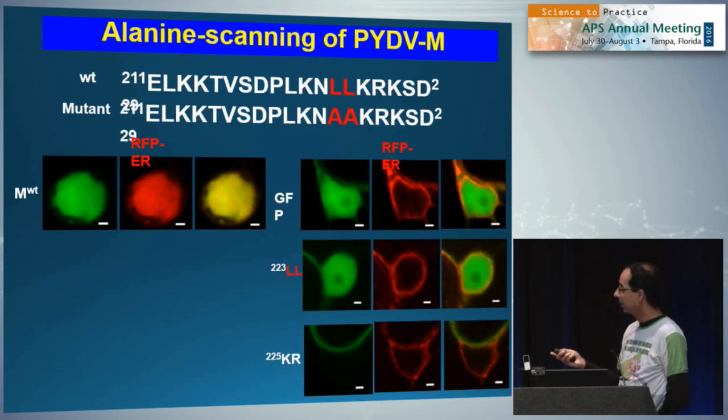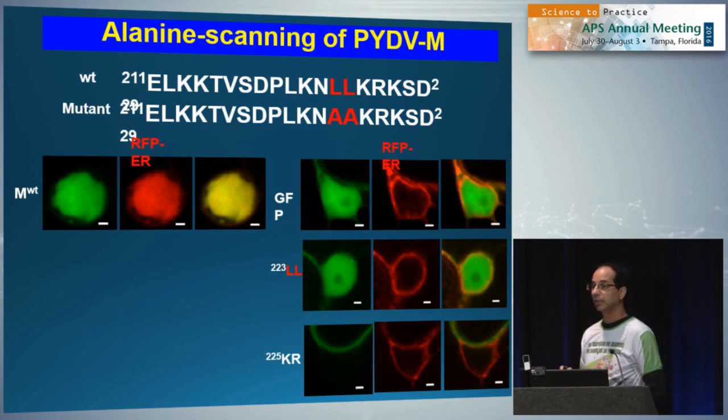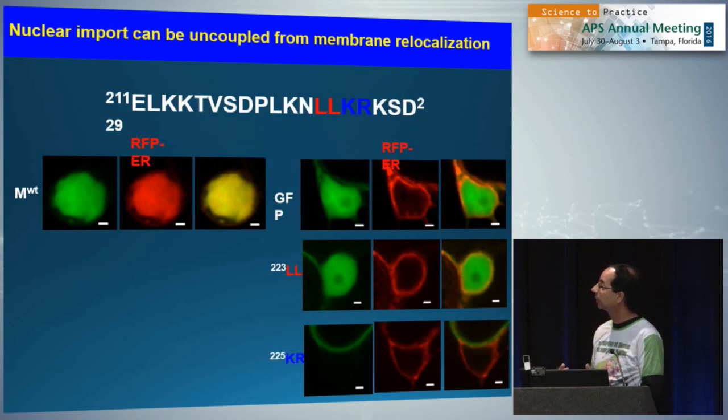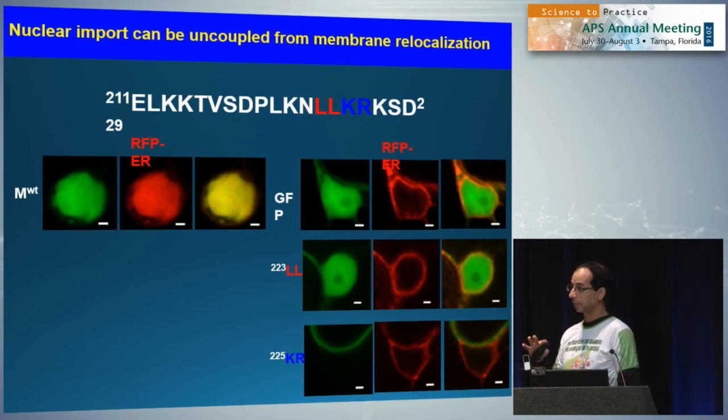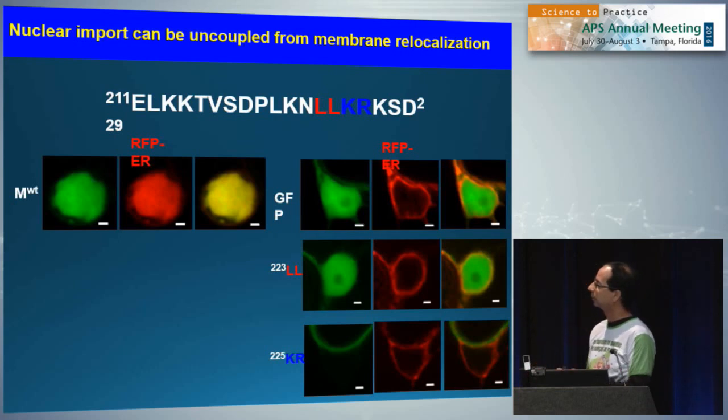Interestingly, it's this dileucine. If you mutate that, you have a protein that retains the ability to localize to the nucleus, but does not affect the membranes. So what's important is that we can uncouple nuclear localization from membrane relocalization. We're trying to understand why this happens. Obviously, the virus needs lipid because it's an enveloped virus, but what is the mechanism and how does it actually get those membranes into the nucleus?